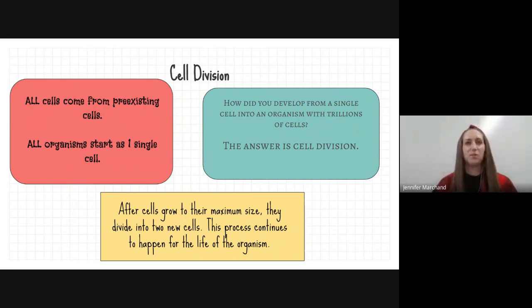So we're made up of millions of cells. It's not just one cell that grows to be our arm. Our arm, again, is made up of millions and millions of cells. After cells grow to their maximum size, that's when they divide into 2 different cells, and that continues for the entire life of an organism.